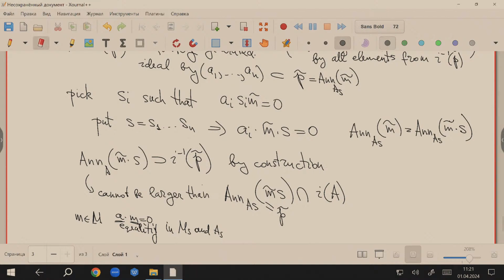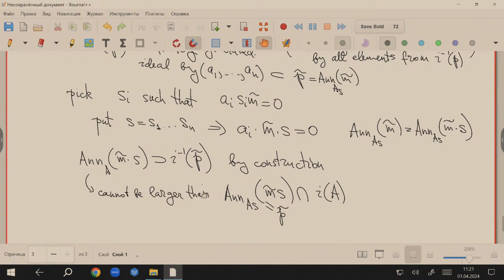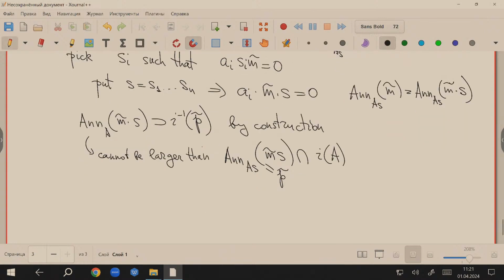So this implies that the annihilator in A is precisely equal to the inverse image of P tilde.